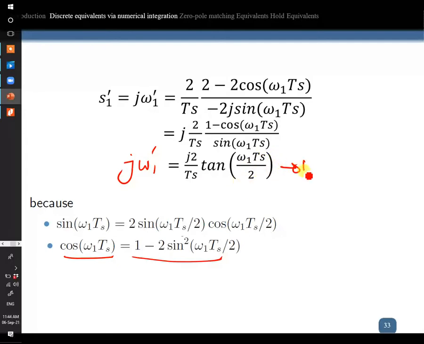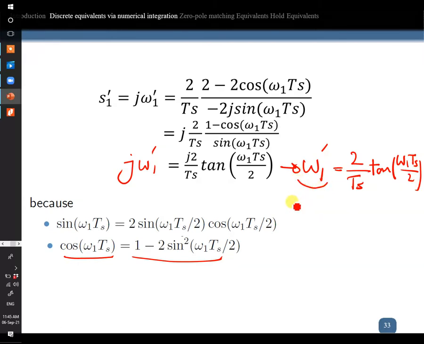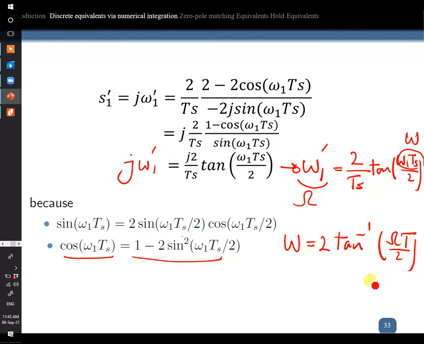That means I can say that omega prime 1 is equal to (2/Ts) tangent of omega 1 Ts divided by 2. If I name this one omega prime and this one omega Ts, I put the omega. I can find the relationship between these. That means omega for me will become 2 inverse tangent of omega prime Ts divided by 2.